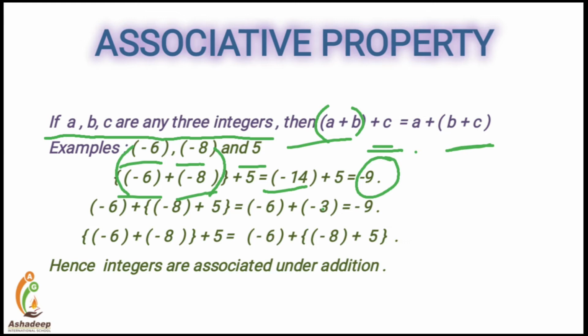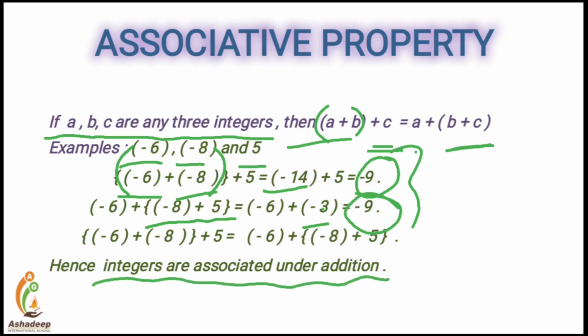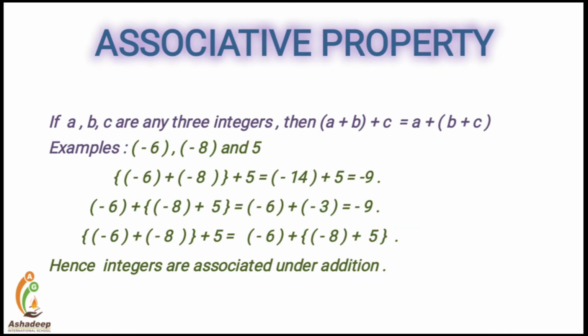Then let's make another condition, that is the right hand side condition. Here I make the group of minus 8 plus 5, plus minus minus, and the answer is minus 3. So minus 6 plus minus 3 becomes minus 9. So both results are the same. So we can say that integers are associative under addition. Clear?